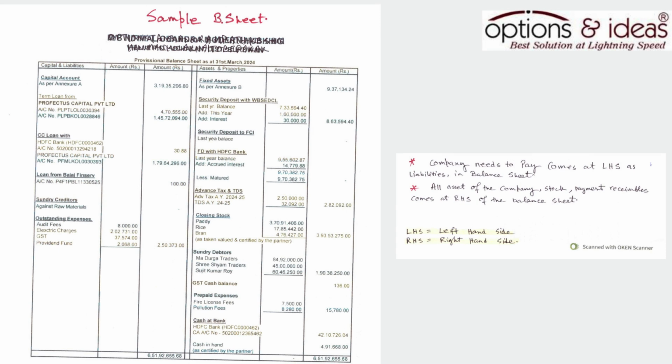Sample balance sheet. What the company needs to pay comes at LHS as liabilities in the balance sheet. All assets of the company, stock, payment receivables, come at RHS of the balance sheet.